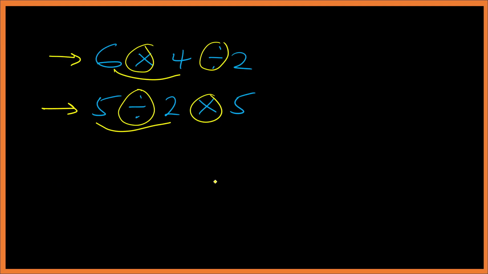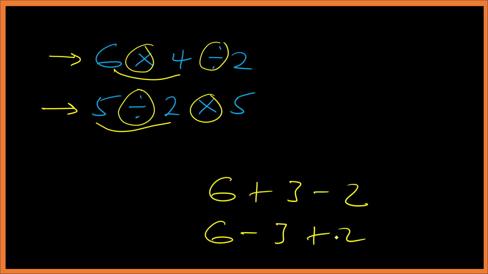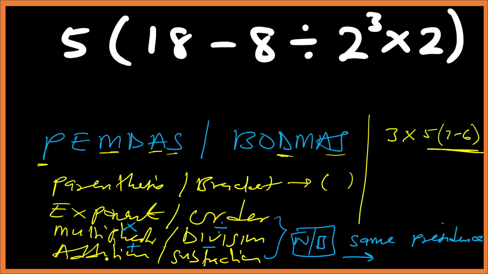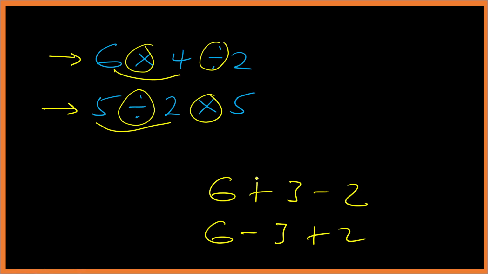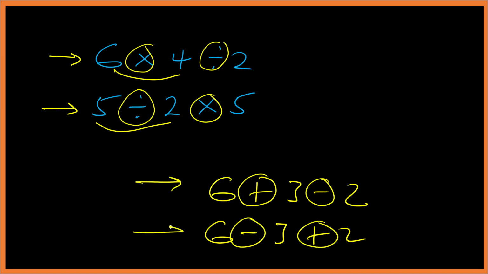Now when you are also given 6 plus 3 minus 2, then 6 minus 3 plus 2, let's observe addition, subtraction. So plus, minus. Same precedence when they happen at the same time. With this, we start from the left to the right. So this one will be 6 plus 3 minus 2, and this one will be 6 minus 3 plus 2. As simple as that.